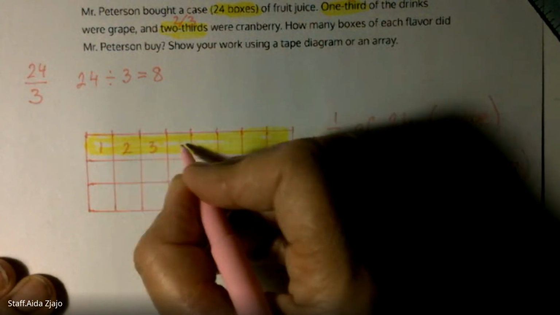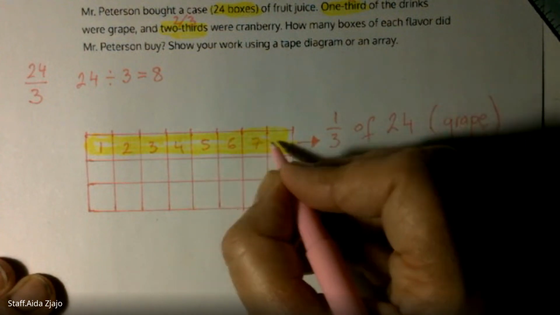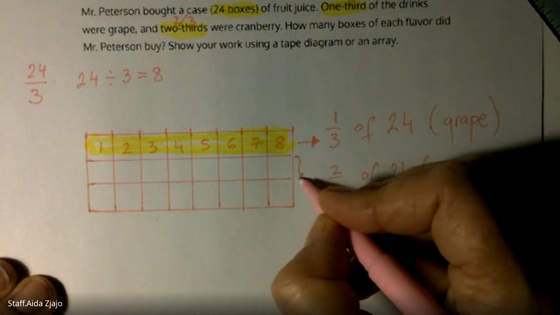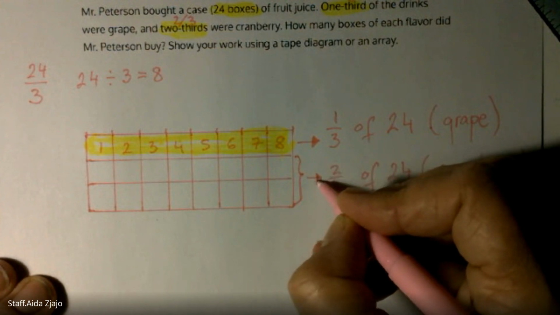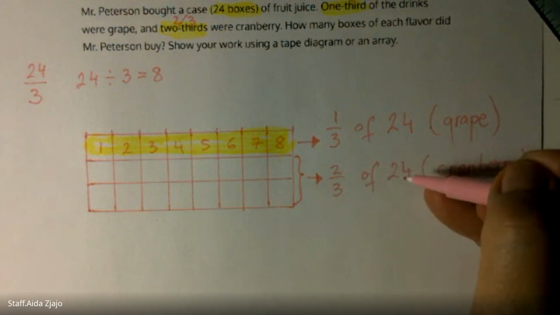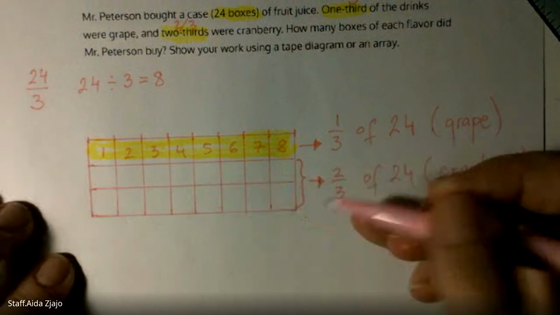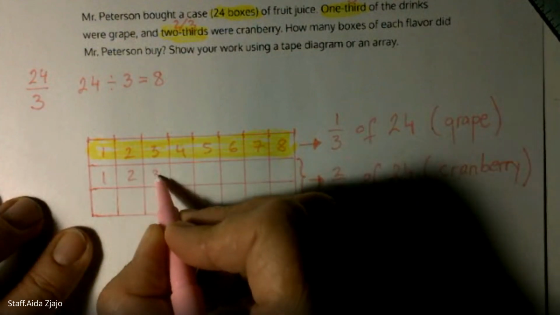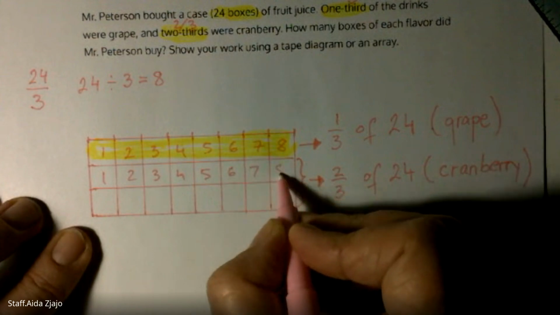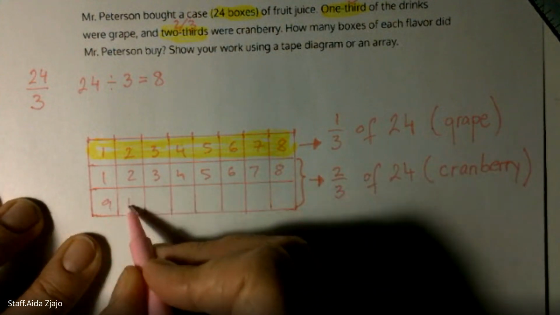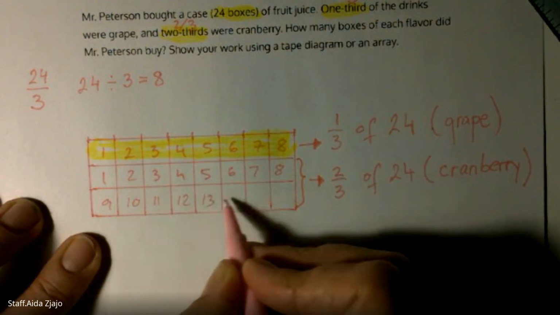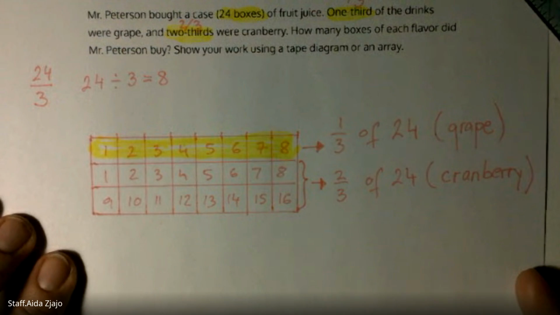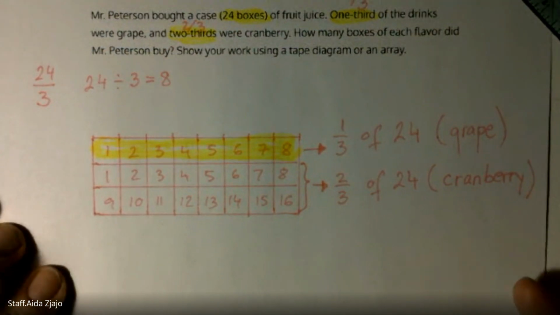1, 2, 3, 4, 5, 6, 7, 8. That's 1/3. So now these two will represent 2/3. And of course, the 2/3 of 24 will be 8 plus 8 is 16. So 1, 2, 3, 4, 5, 6, 7, 8, and 9, 10, 11, 12, 13, 14, 15, 16 boxes would be that 2/3 as cranberry juice.